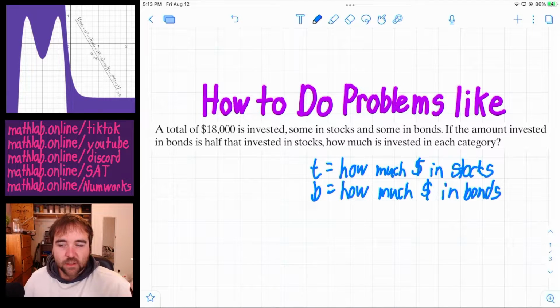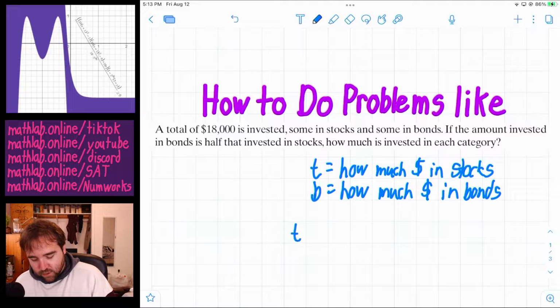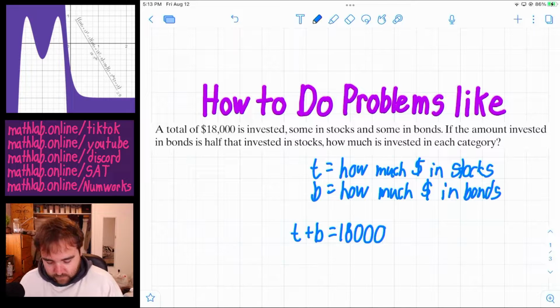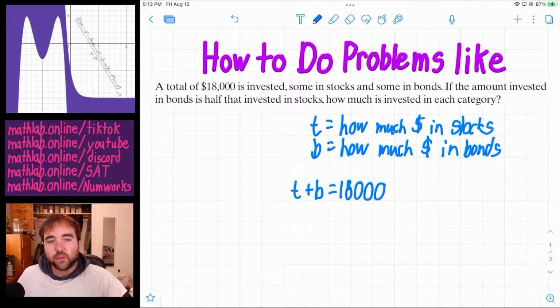There's a total of $18,000 invested. So how can we write an equation for that? T is how much money is invested in stocks. B was how much money was invested in bonds. So if we do T plus B, that's the entire $18,000. So there's our first equation. Now we've got to look at the second equation, and that's going to be the next sentence.